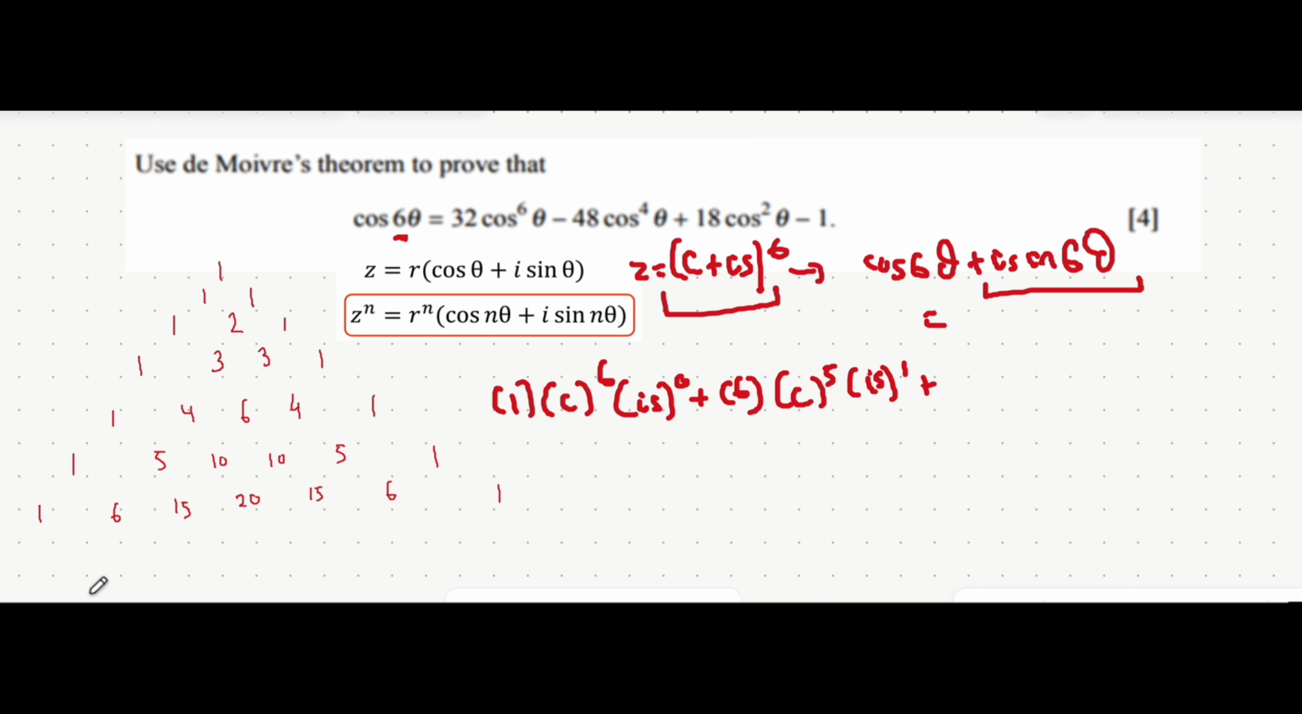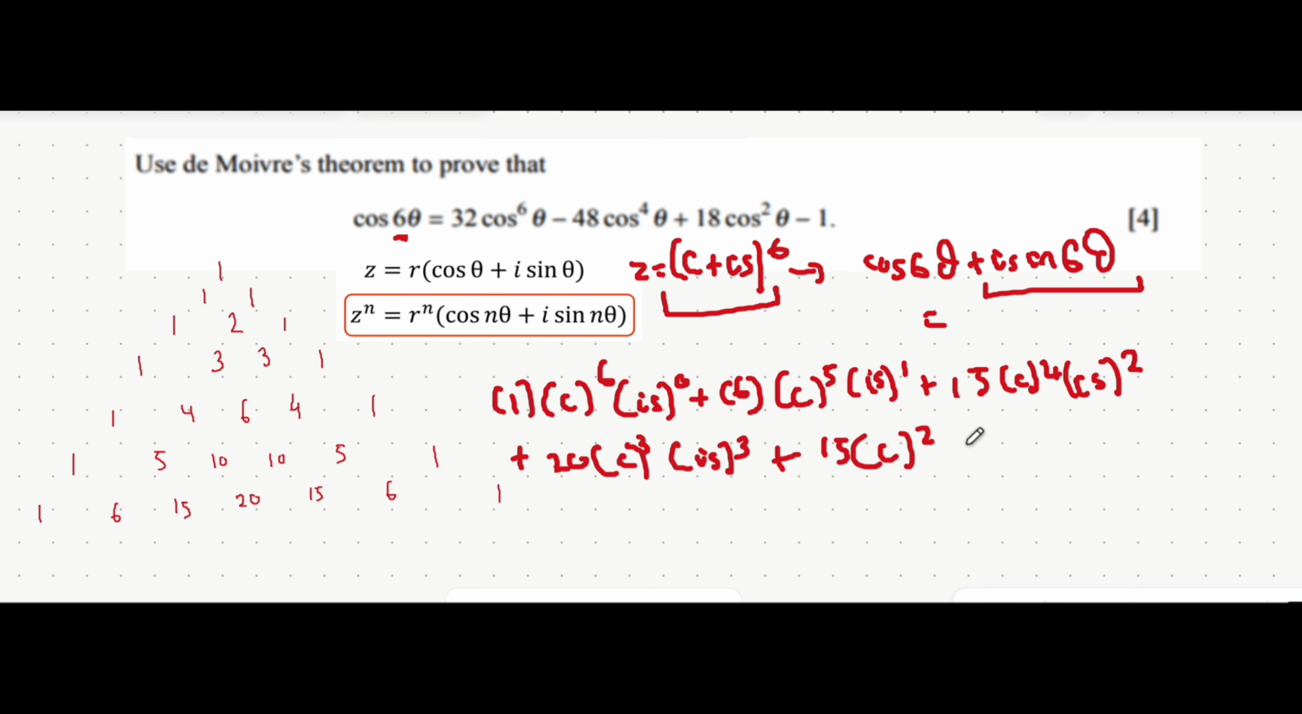We then add on to that 15 lots of c to the power of 4, multiplied by is all squared. We then add on to that 20 lots of c cubed, is cubed. I'm going to show you a trick to speed up this question later on, although it does seem kind of long now. Then we keep going until we end up at using this last number here. That's a little trick on how you know when to stop.